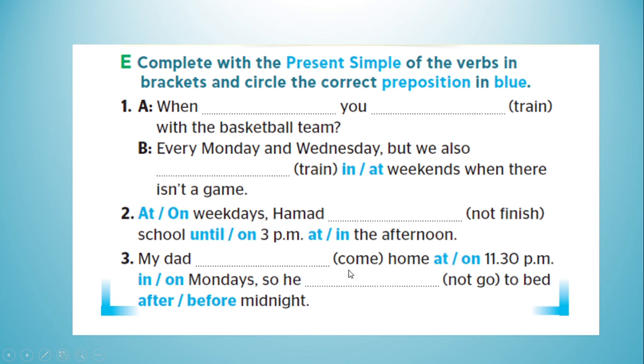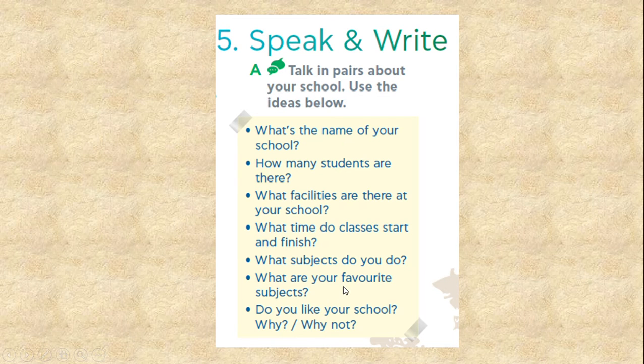Number 3, my dad. Correct the verb here. My dad, only one person, singular subject. You must add s to the verb. My dad comes home at or on, before the hour, before the clock, at 11:30 p.m. Mondays, on Mondays, excellent. So he, negative form of the present simple, don't or doesn't with he, doesn't go to bed before midnight. Great. Let's move to the other part.